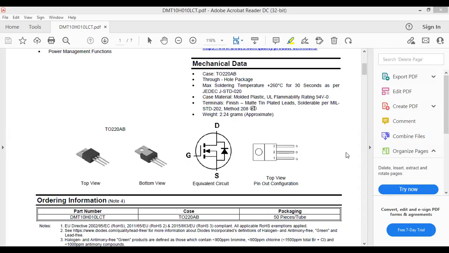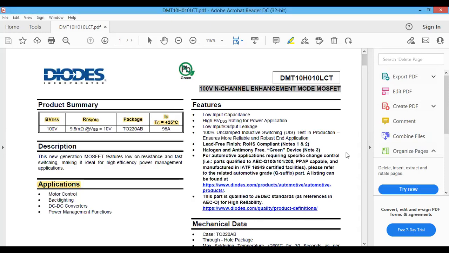Okay, this is our MOSFET. So I will start from here. BVDSS is the breakdown voltage. That is the maximum voltage you can apply across the drain to source. RDS(on) is the on resistance. That is 9.5 milliohms when the device is fully on. Its internal resistance is 9.5 milliohm.